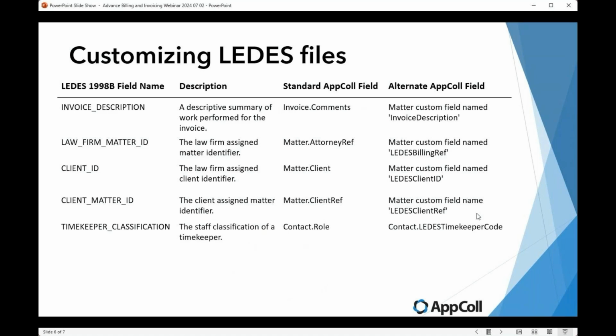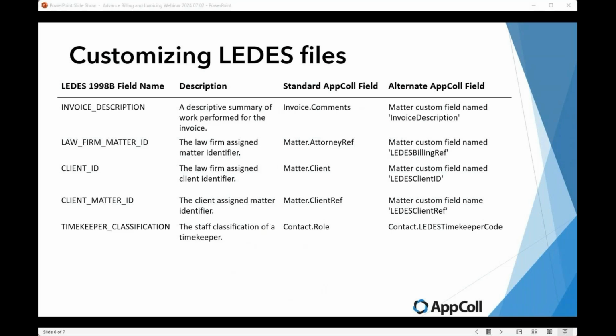Attorney ref is a good example. The law firm matter ID, that's the law firm assigned matter identifier, we just pull from the matter attorney ref, which kind of makes sense. If for whatever reason the client wants you to use something different, you can create a matter custom field called LEDES billing ref and use that instead. I'm going to show you how that works in just a second. There are also various other fields you can translate as well, including that timekeeper code, and I'm going to show you how to do that as well.